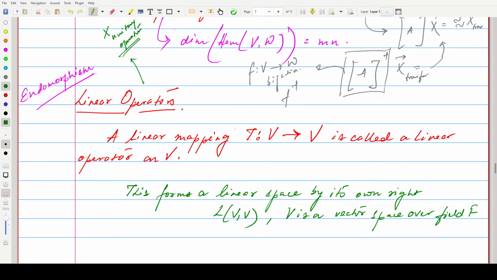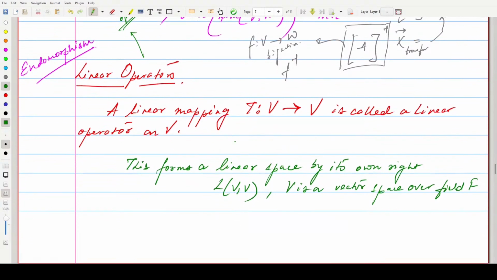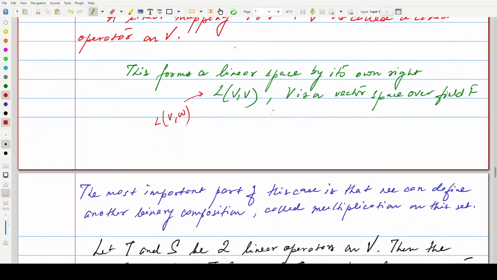A linear mapping T from the same space to the same space is called a linear operator. V is going to be transformed to V itself, and this essentially is a linear operator, right? And this forms a linear space in its own right, as we have done for a special case L(V, W). So we are specializing this entire thing down to L(V, V), where V is a vector space over a field.